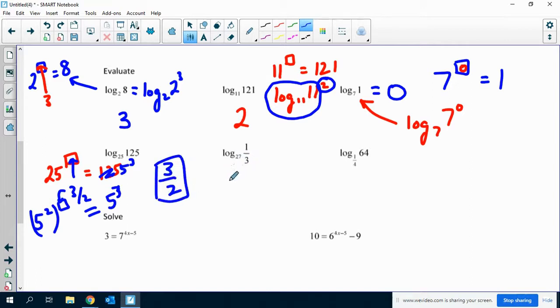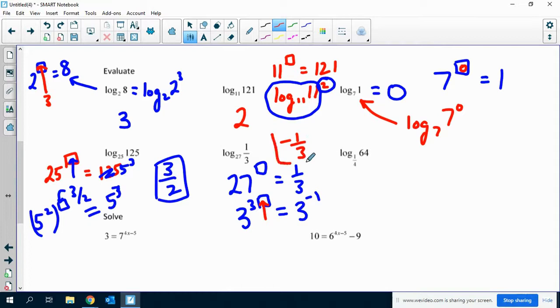Log base 27 of 1/3. 27 to the something power equals 1/3. I can rewrite 27 as 3 to the third. So 3 to the third times something equals, well, 1/3 is 3 to the negative 1. So I need to fill this box with something that's going to make this work. So 3 times something equals negative 1. That something has to be negative 1/3, because 3 times negative 1/3 equals negative 1.